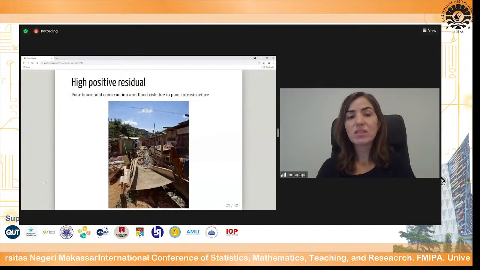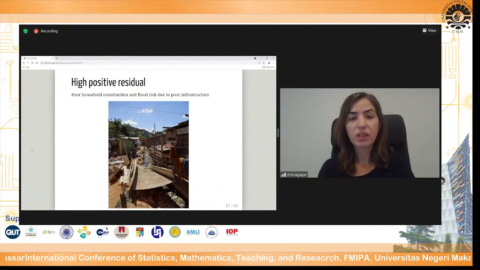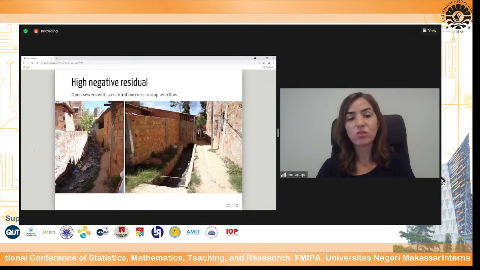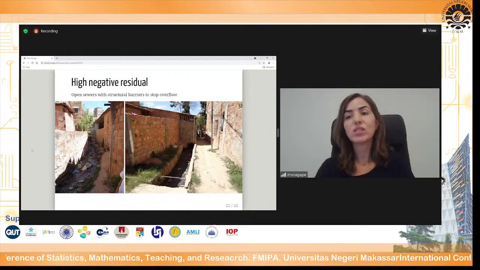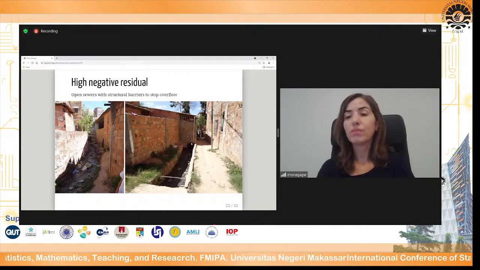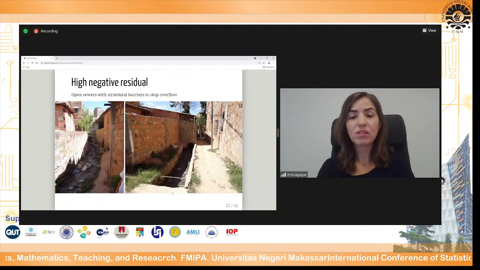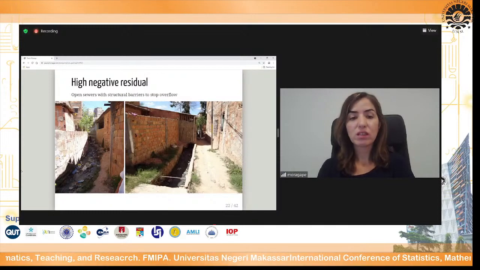And this is because we have poor household construction and there is flood risk due to poor infrastructure. And finally, these are locations with high negative residual. So the risk is lower than predicted by the risk factors. And this is because we have open sewers that in principle increase the risk, but these sewers have barriers to stop overflow. So the risk decreases.